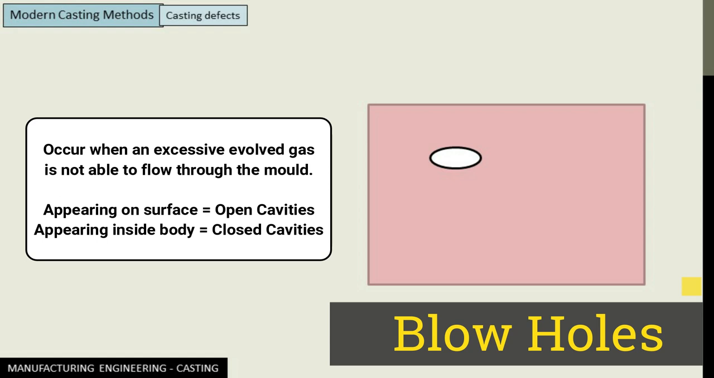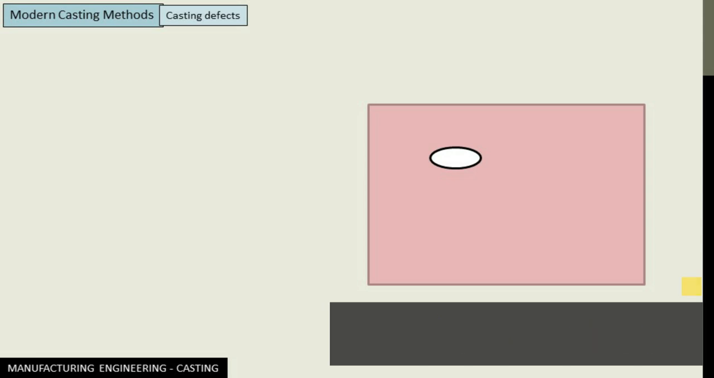These defects occur when an excessive evolved gas is not able to flow through the mold. This kind of defect is purely due to faulty permeability of the casting material.